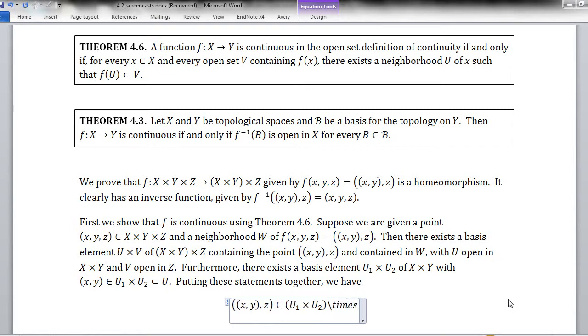I'm sorry, that's not what I mean. What do I mean? That u times v contains this point, so z is actually in v. Okay, so that is a v. And okay, we got that by looking for sort of a nice subset of u times v, which was in turn a subset of w. Good.